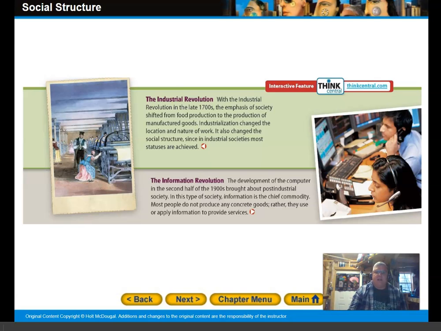Most statuses are achieved. So in the information revolution, which is where we're at now, the development of computers in the second half of the 1900s brought about post-industrial society. In this type of society, information is the chief commodity, and most people do not produce any concrete goods, but rather apply information to provide services.